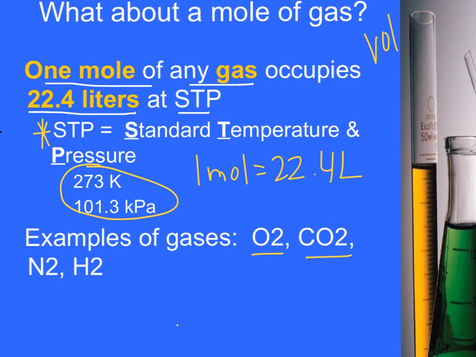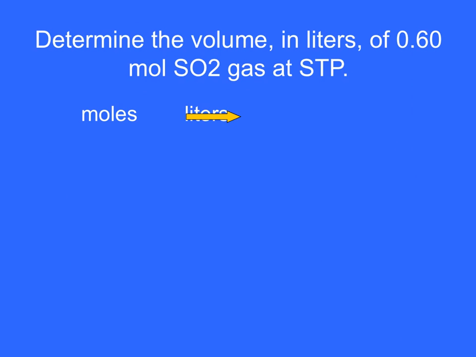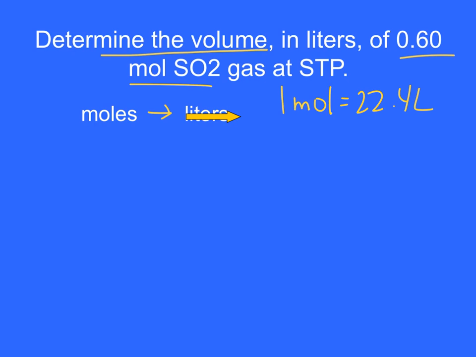So now let's do a sample problem. This is our very last sample problem. Once again, this poor little arrow should be right there. Determine the volume, which is what we're trying to find, in liters of 0.6 moles of SO2 gas at STP. Technically, we can only use that conversion for gases at STP, so that's why it's stated in the problem. We're going to use our volume conversion, 1 mole equals 22.4 liters. Let's always start with the number that's in the problem, so the 0.6 moles.